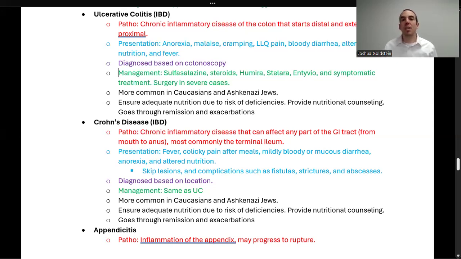The management, we do have a lot of medications that we can use to treat this. Again, all of this is going to be to treat it, to manage it. We cannot cure it. They're going to have this the rest of their life. Sulfasalazine is a medication we use. Steroids we use in the acute setting when they're coming in with a flare-up.